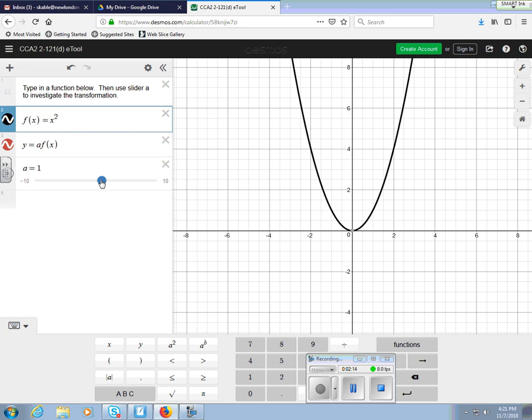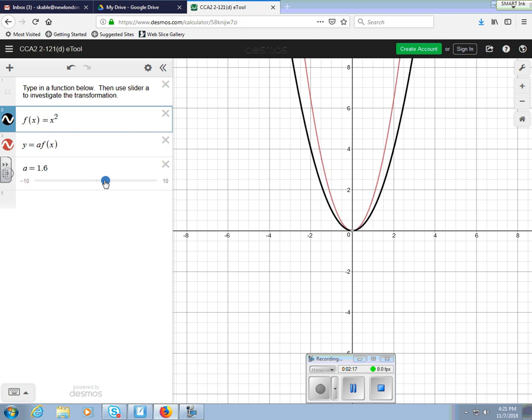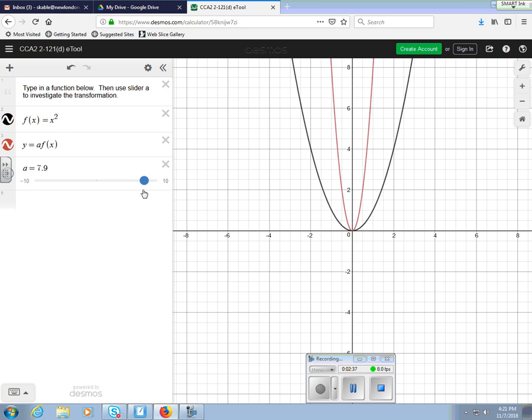What I want you to notice is what happens with that. Here I'm going to start adjusting it. I want you to look at the red, not the black. The black is the parent function. The red is what the a value is doing. Do you notice as that number is increasing what we're going to be calling that? Notice how it's stretching, stretching, stretching.